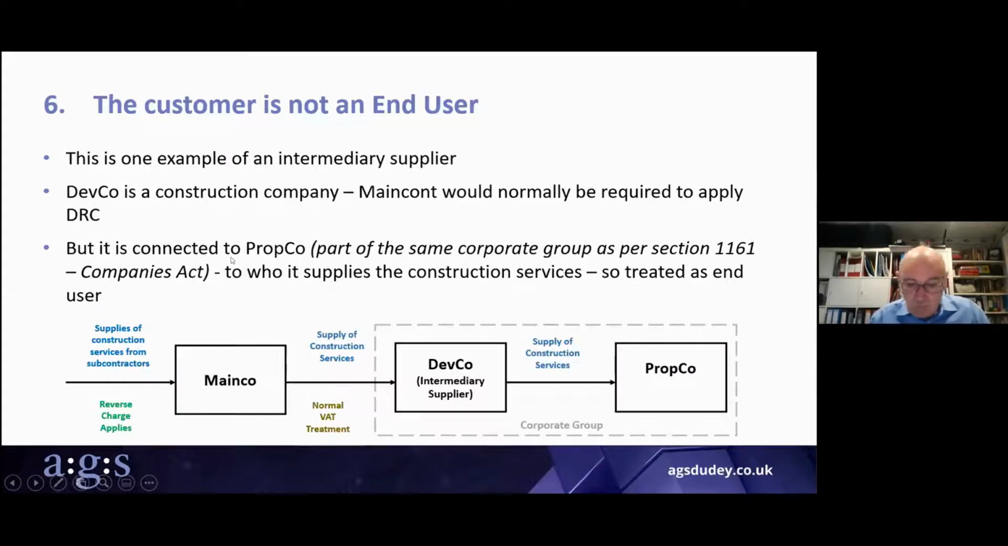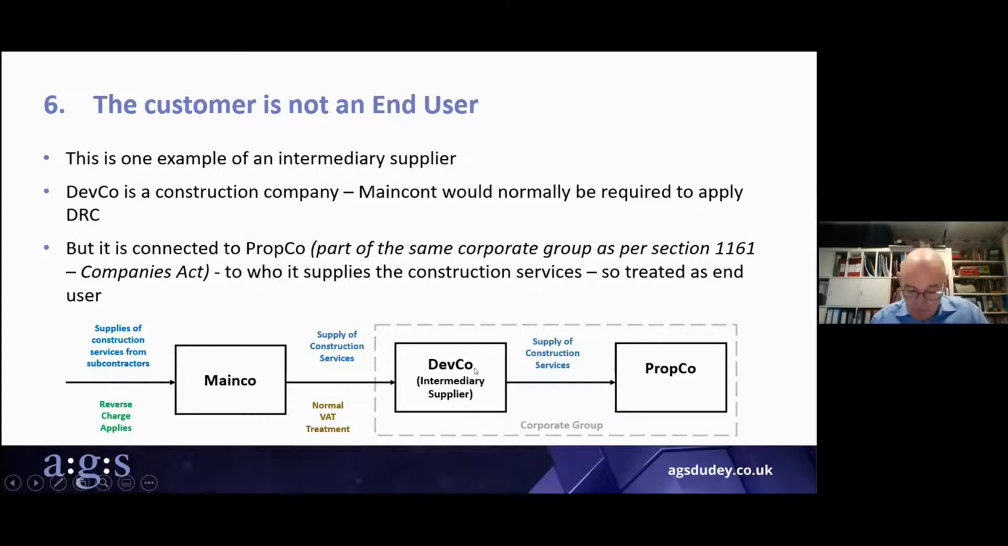So on this one, what we've got is the main contractor on the left, again receiving supplies of construction services from subcontractors with the reverse charge applying. They supply the main contractor. They make a supply on to, we call it DevCo. It is a construction company that serves a bigger group. It's part of a bigger group, and it's the construction company serving them. That company in turn supplies those services, probably in the form of a constructed building, onto PropCo, which is a property company in the group, the property owning company, that is the one that actually leases or sells buildings.